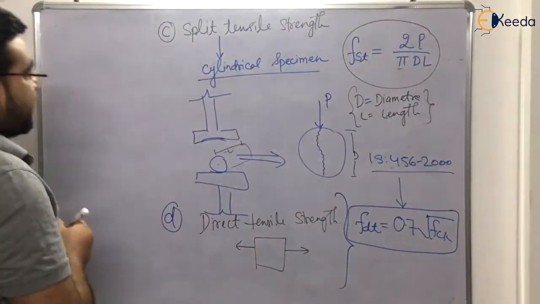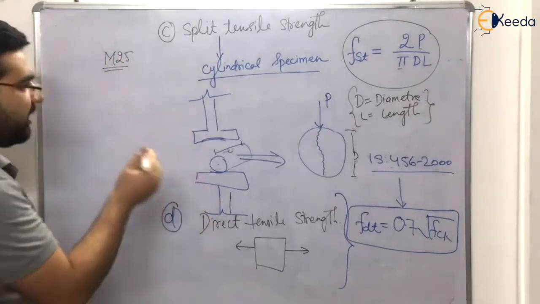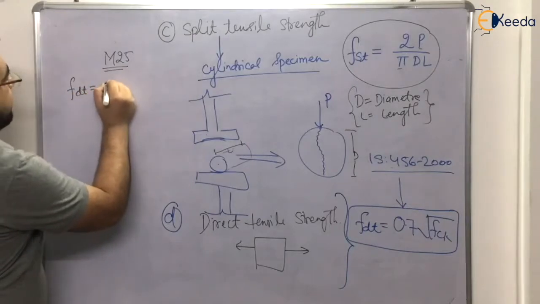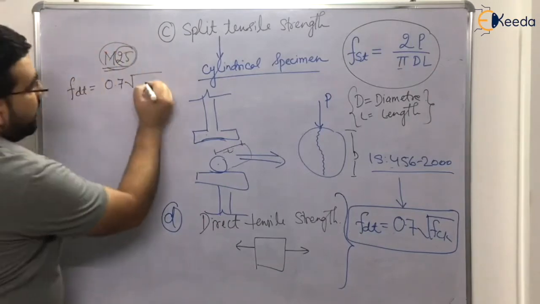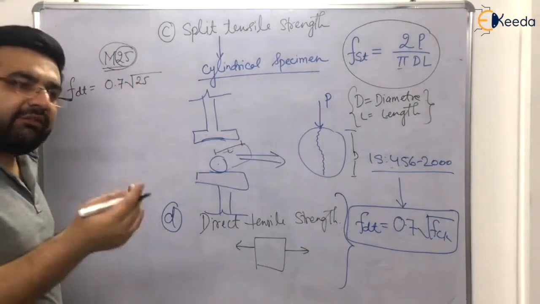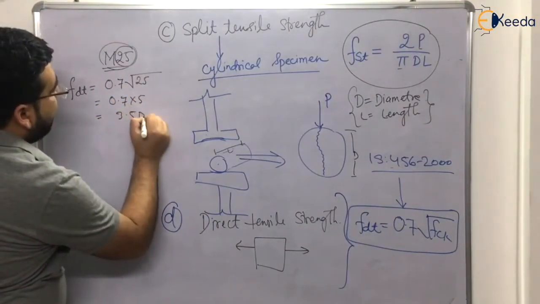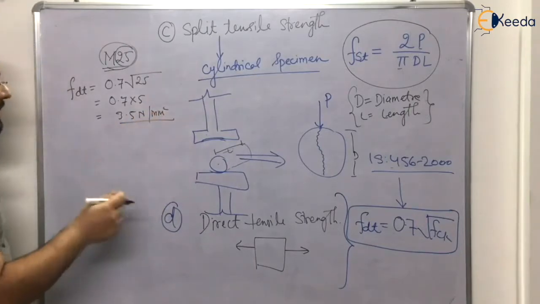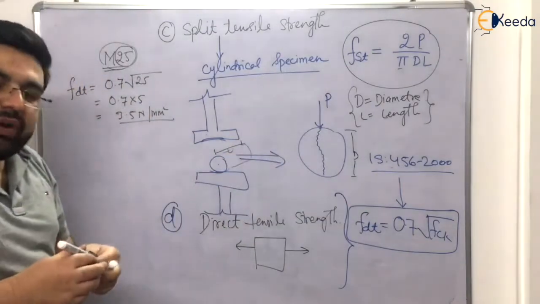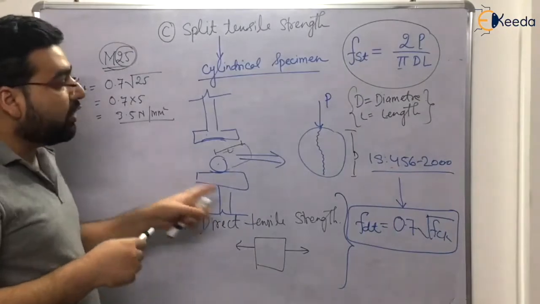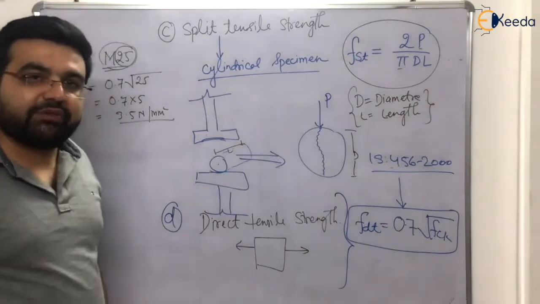Now for example, if someone asks you what is the direct tensile strength of M25 grade concrete, what will you do? Simple. Direct tensile strength is equal to 0.7 root FCK. FCK here is 25. So root 25, what is root 25? 5. So it will be equal to 0.7 into 5, which is 3.5 Newton per mm square. Now these types of numericals GATE used to ask in previous years, like 2012, 13, even 14. But nowadays they are not asking direct questions, they are asking indirect questions. What type of questions they are asking, we will discuss in subsequent videos.